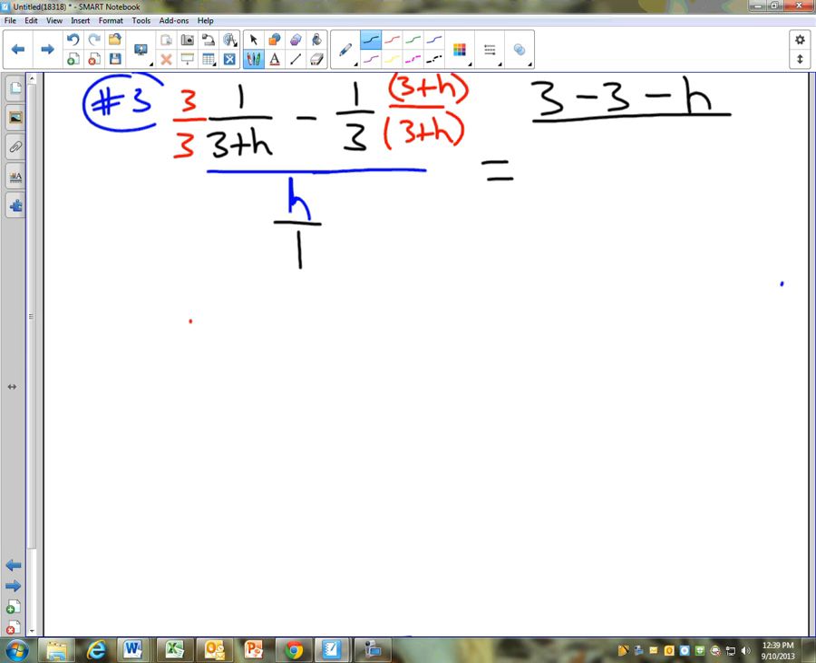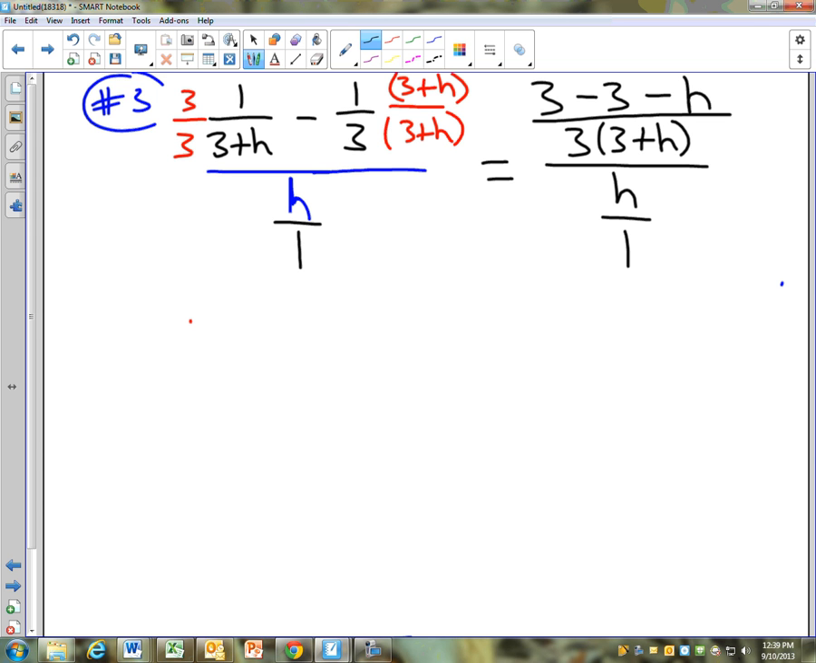over, what's in the denominator? Sure, I'm going to leave it as 3 plus 3h just in case something would cancel. If you'd like to write it as 9 plus 3h, that's fine. Over h over 1. So now they are 2 distinct fractions. Okay, I have a single fraction at the top, single fraction at the bottom.